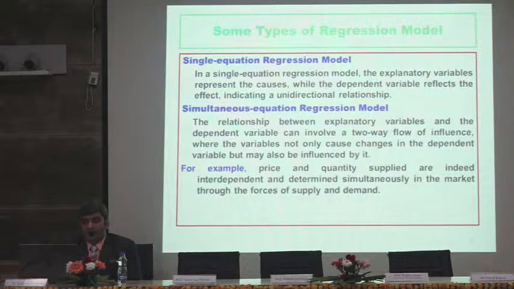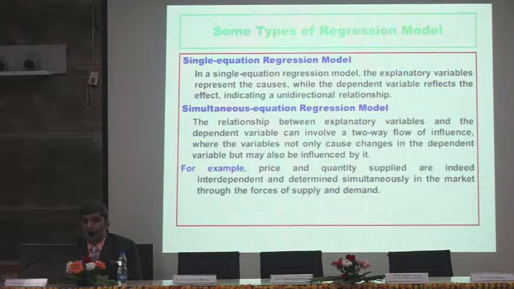The relationship between the explanatory variables and the dependent variable can involve a two-way flow of influence, where the variables not only cause changes in the dependent variable, but may also be influenced by it. In one situation a variable may be dependent and in another situation independent. For example, price and quantity supplied are interdependent and determined simultaneously. For the price and supply model, we use the simultaneous equation model.